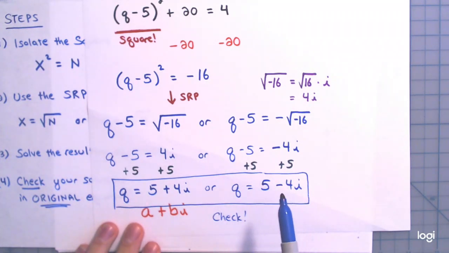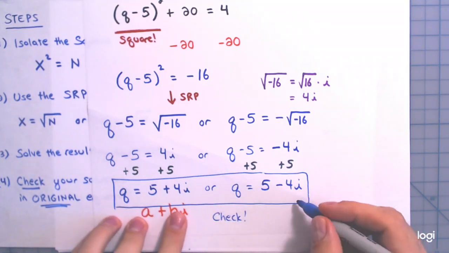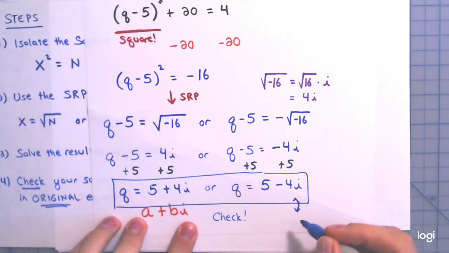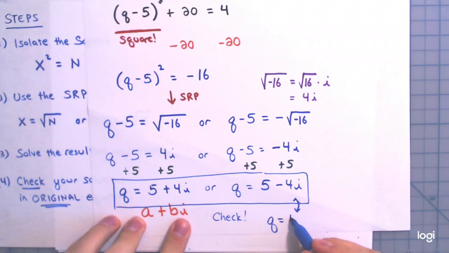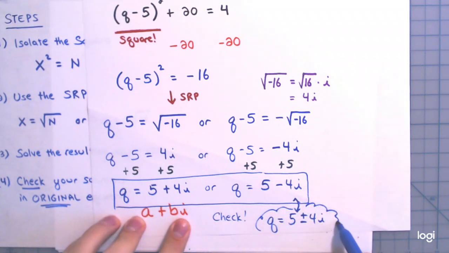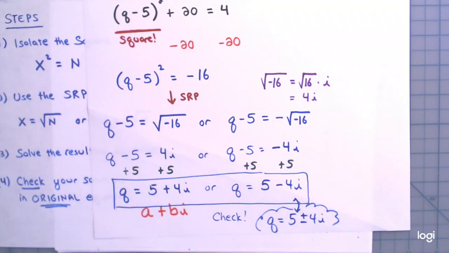Right, and in fact, these are called complex conjugates. I did a video on those in the past. You can look that up, complex conjugates. But I could also write this, that Q equals, they both have the same 5, and then one has the plus, one has the minus for the I in the second term. I could write this as well if I wanted to for the solutions.